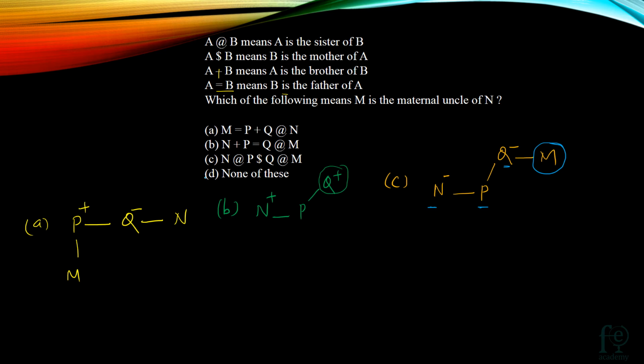So here the option is none of these. So none of these can also come. We have drawn the representations for the options A, B and C, and none of these represents M is the maternal uncle of N. So none of these is the answer.